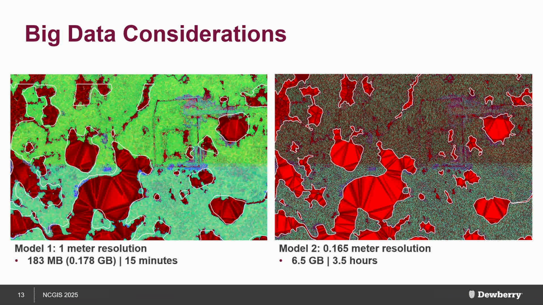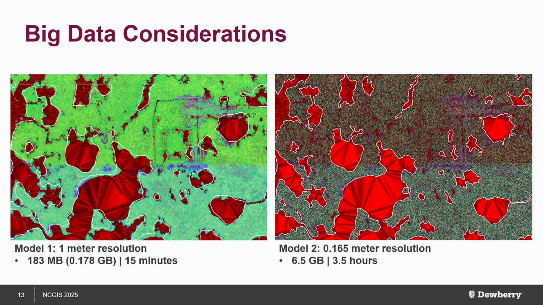Then we get into some big data considerations. We were talking about the amount of data earlier. The example on the left is a model that was trained at 1 meter resolution for a 1,000 meter tile of LiDAR data. It took 15 minutes to go from creating the raster to running the model, and it's only 183 megabytes. This one on the right, which looks a lot better, right? You can see the white outline is the prediction, so that's an unfiltered model prediction in each case. But it took 3.5 hours, and it's 6.5 gigabytes of data.